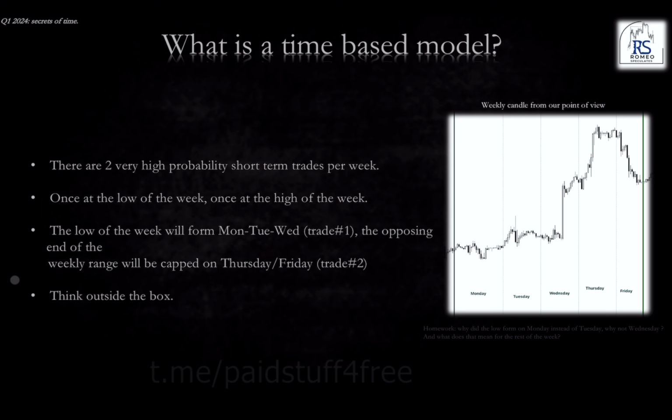Likewise, there are 2 very high quality short-term trades per week. Once at the low of the week, once at the high of the week. As a general rule of thumb, the low of the week will form Monday, Tuesday, Wednesday. That's trade number 1. And the opposing end of the weekly range will be capped on Thursday, Friday. Trade number 2.